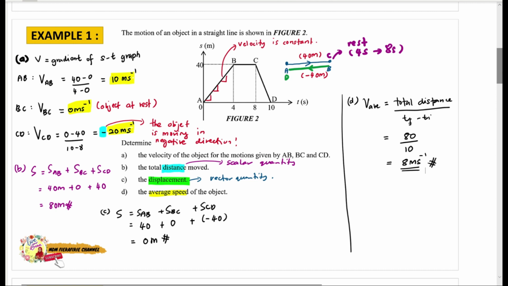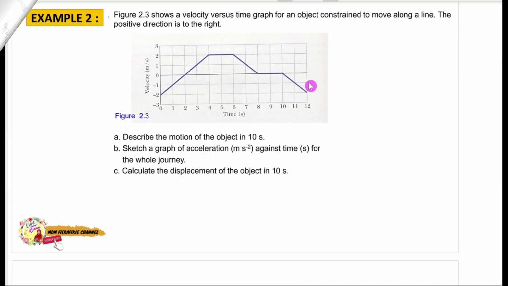So let's proceed to the example number 2. Alright, example number 2. So this time we have velocity against time graph. Okay, so let's read the question first. So describe the motion of the object in 10 seconds. Okay, so we want to describe the motion of the object in 10 seconds. But before we start, actually from this graph, we can determine the motion of the object. Objek itu bergerak ke arah mana?